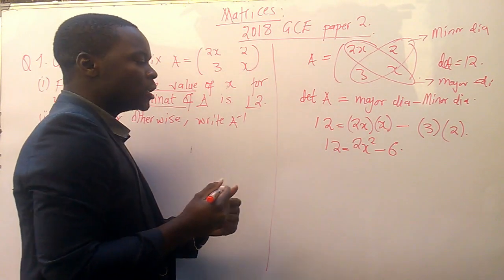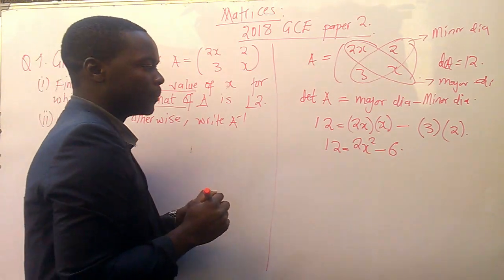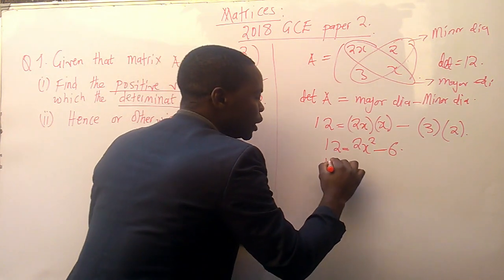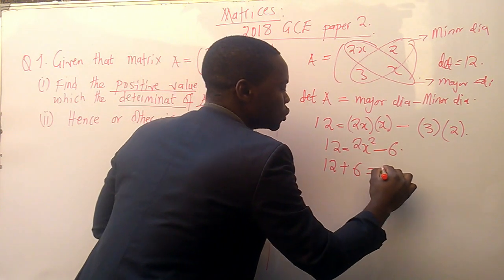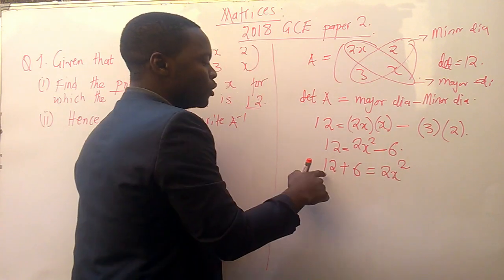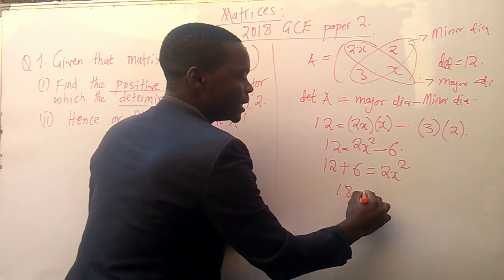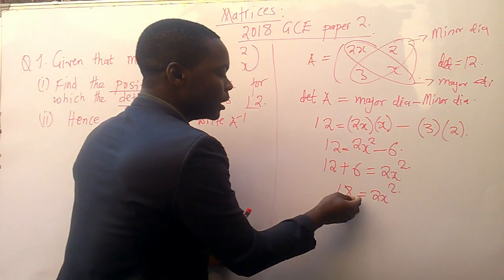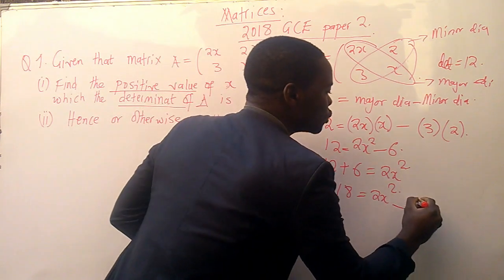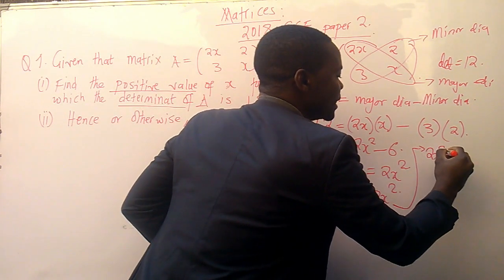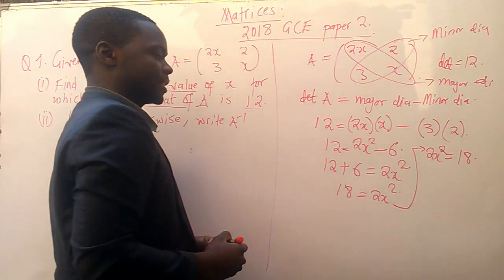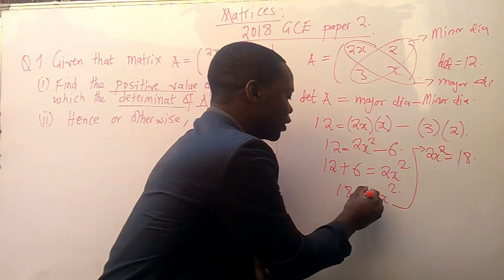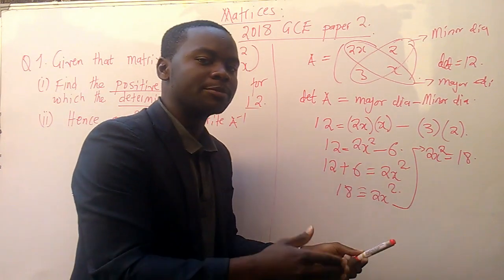6. Okay. So at this stage, we're going to collect the like terms. Okay. So I'm going to make this negative 6 cross the equal sign. So it will be 12 plus 6 is equal to 2x squared. Of which 12 plus 6 is 18, is equal to 2x squared. From here, we can say that 18, which is equal to 2x squared, can also be written as 2x squared is equal to 18. This concept comes as a result of the relationship of the equal sign. Because A is equal to B, it's the same as B is equal to A.